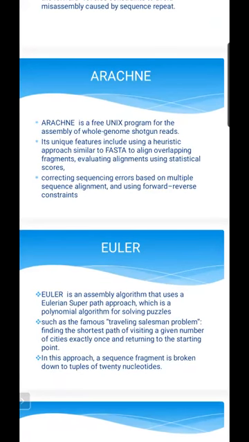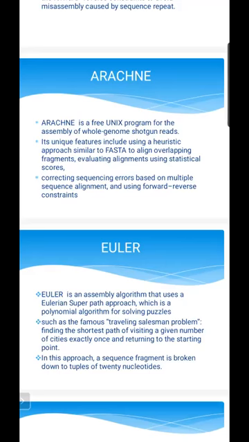And the last one is Euler. Euler is an assembly algorithm that uses a Eulerian superpath approach, which is a polynomial algorithm for solving puzzles such as the famous traveling salesman problem: finding the shortest path for visiting a given number of cities exactly once and returning to the starting point.